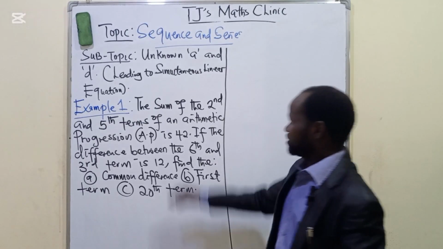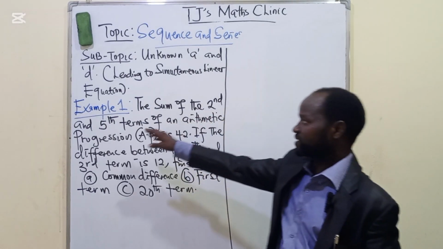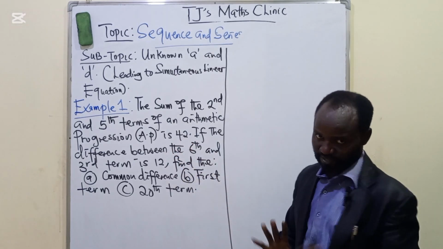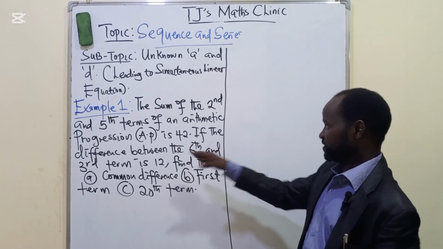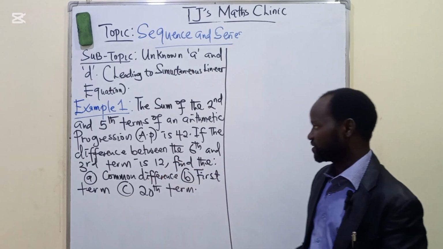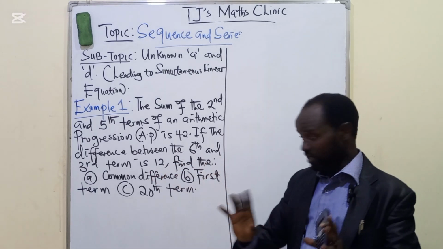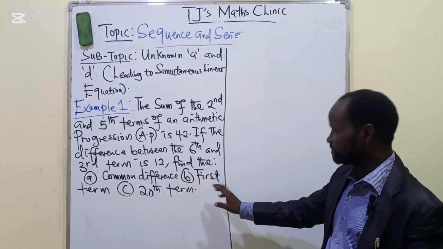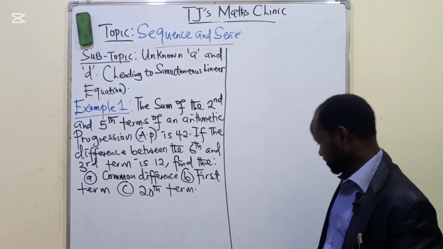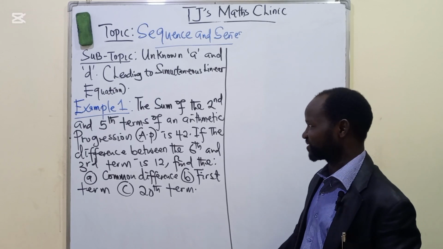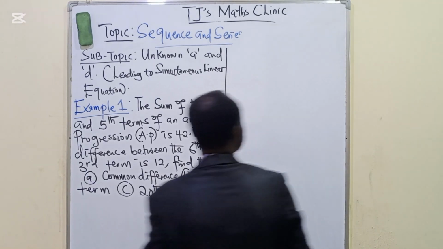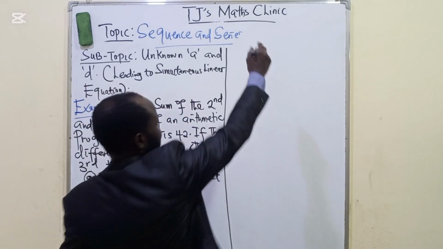Example 1 reads: the sum of the second term and the fifth term of an arithmetic progression is 42. That's the first statement. If the difference between the sixth term and the third term is 12, we are asked to find A, the common difference, B, the first term, C, the 20th term. Very important. Let's look at how we can solve it together and see how we can interpret the question. First thing to do, let's write down the solution here.